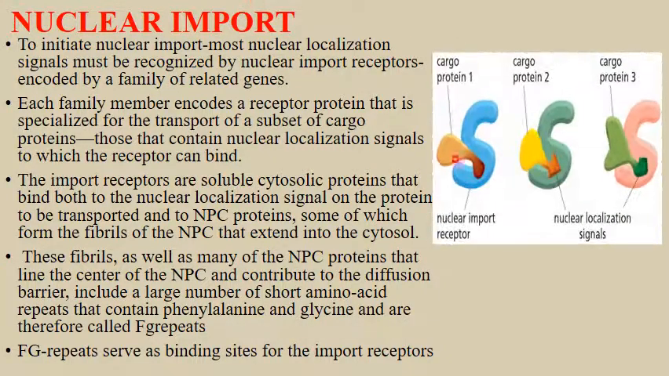You can see here there are 3 different types of cargo protein, and these 3 types have 3 different types of nuclear localization signal. This is cargo protein 1, and its nuclear localization signal will bind to the nuclear import receptor. The cargo protein 2 has a different nuclear localization signal, and that also binds to the nuclear import receptor. So each cargo protein has different nuclear localization signals, as you can see here.